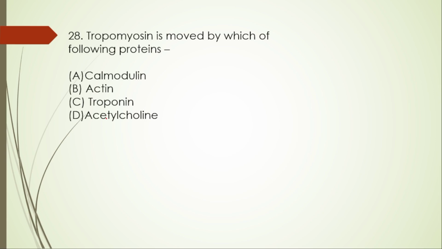Next, 28th one. Tropomyosin is moved by which of the following proteins? A. calmodulin, B. actin, C. troponin, D. acetylcholine. So here the right option is option C, that is troponin.